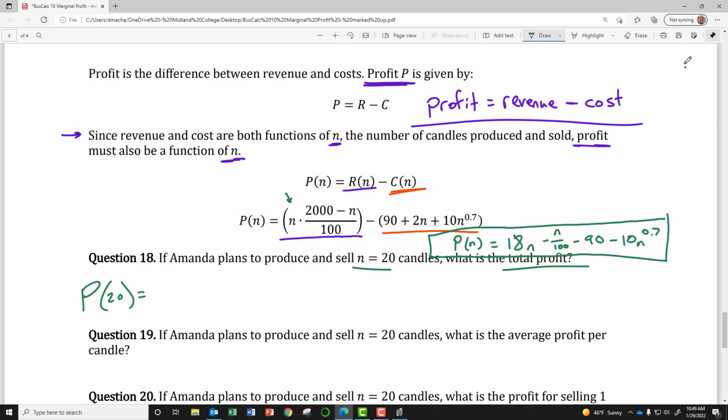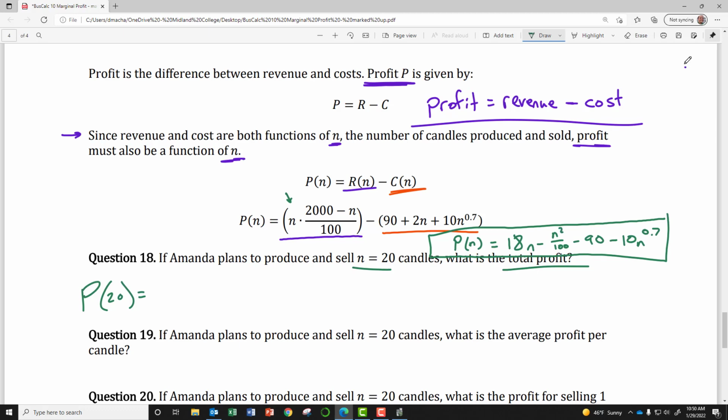And actually, hold on. I see one more thing. Oh, never mind, I don't. I just accidentally erased an exponent 2. So that's supposed to be n squared right there.